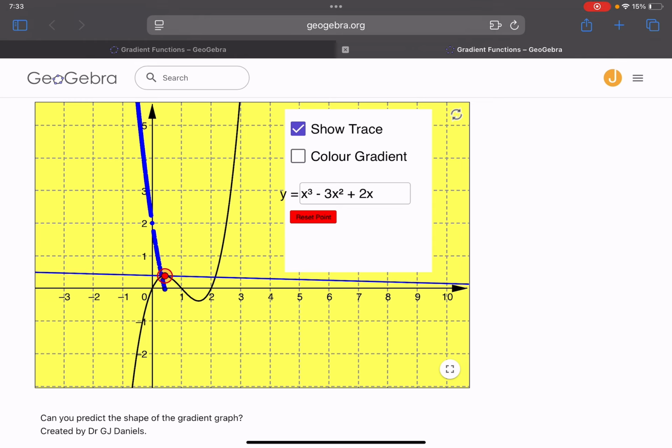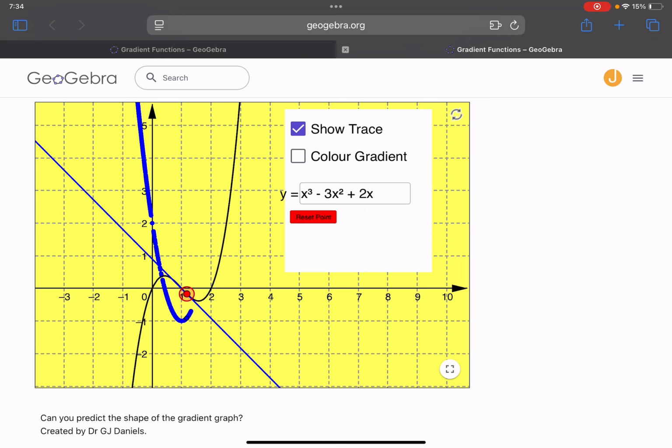When I get to this point here, the stationary point, notice how the gradient function is crossing the x-axis now because the gradient is 0 at that point. And now my gradient's becoming negative because the blue line's going down. It's becoming more negative. When we get to this point here, it stops becoming more negative and starts becoming less negative. The gradient's still negative, but it's stopped getting more negative and it's starting to go up again now.